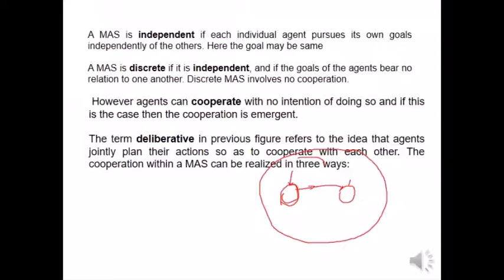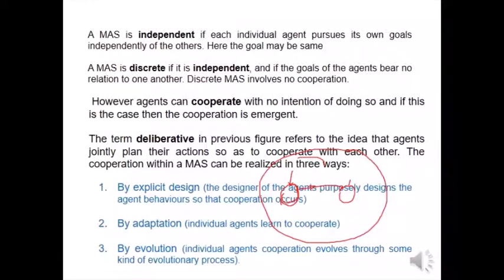So let's move on. The term deliberative in the previous figure refers to the idea that agents jointly plan their actions so as to cooperate with each other. The cooperation within a multi-agent system can be realized in three ways: by explicit design. So basically we are discussing in which scenario the agents are cooperating. So the one is by explicit design, we designed it for the purpose so that they can communicate. By adaptation, the individual agents learn to cooperate. With the passage of time, they learn to cooperate. And by evolution, individual agents' cooperation evolves through some kind of evolutionary process, and they start cooperating with each other.